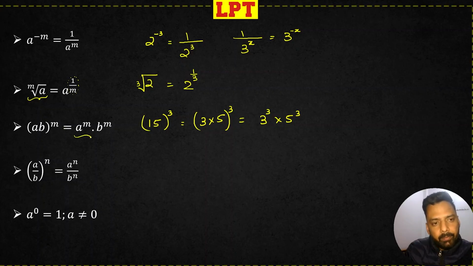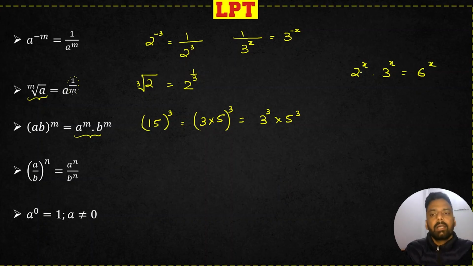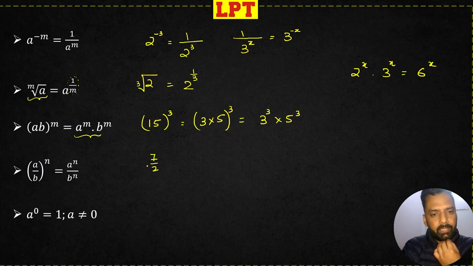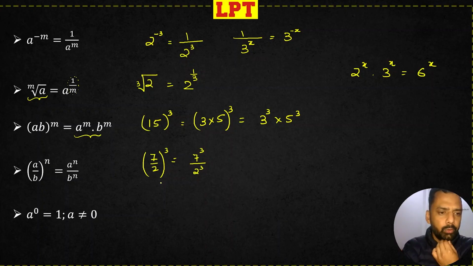And if it is given in this form, we can simply convert it. Like if I have 2 to the power x into 3 to the power x, I can simply write it as 6 to the power x. Power is same, base is different. If the power is the same and bases are different, I can write it like this. Same situation for division. If I have a by b whole to the power n, we can separate it as a to the power n by b to the power n. Like if I am given 7 by 2 raised to the power 3, I can simply write it as 7 cube over 2 cube.